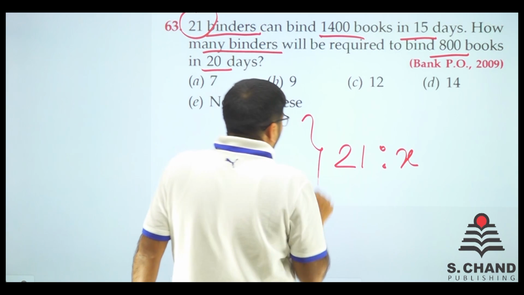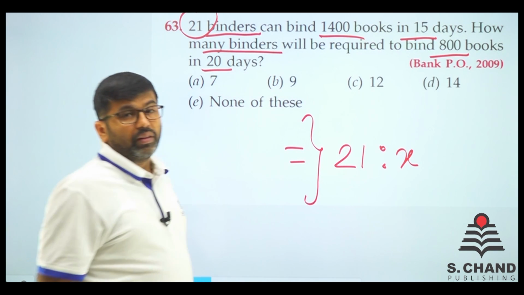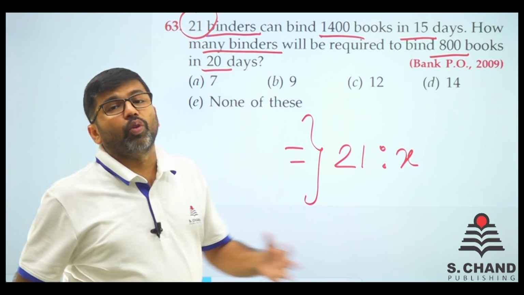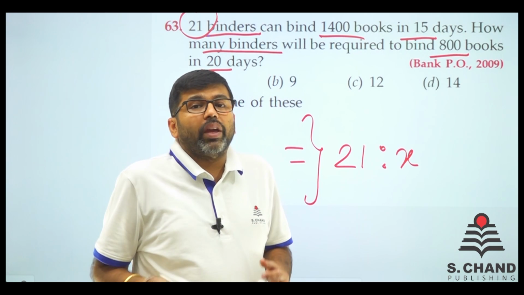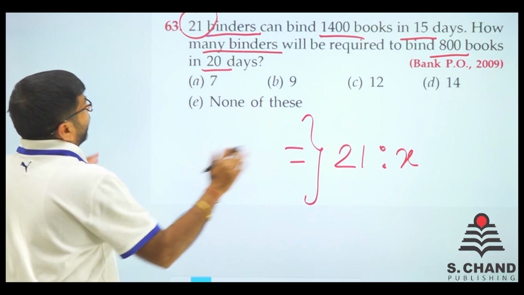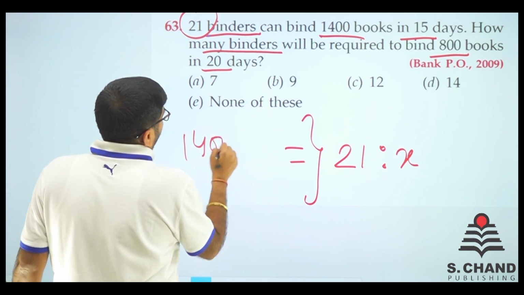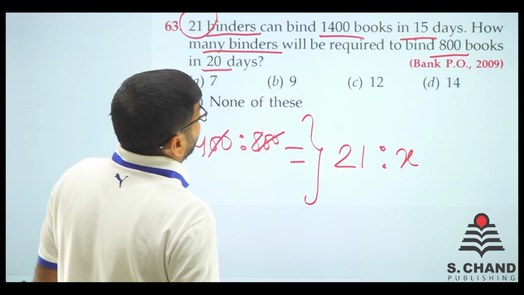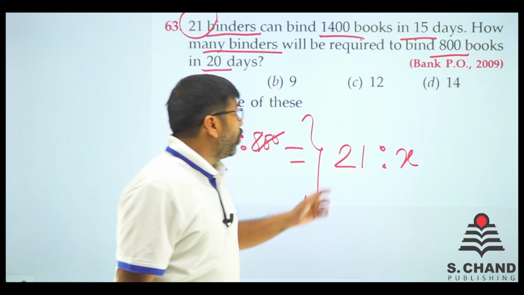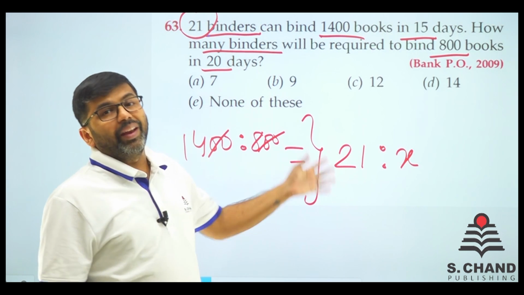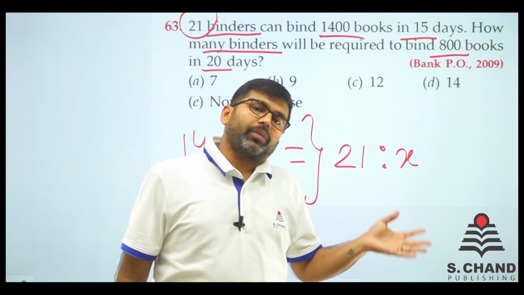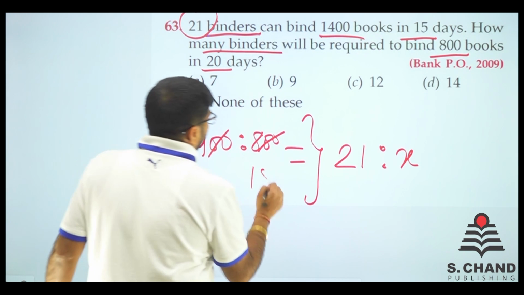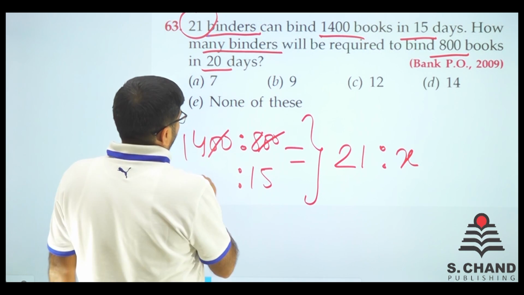So let's see how they are proportionate. See, binders and books. More the binders, more the books. जितने ज़्यादा binders होंगे, उतनी ज़्यादा books होंगी. So they are directly proportionate. So I write 1400 is to 800. Okay. Then days. More the binders, less are the days. More the days, less are binders. So inversely proportional. So I write 15 here and I write 20 here.